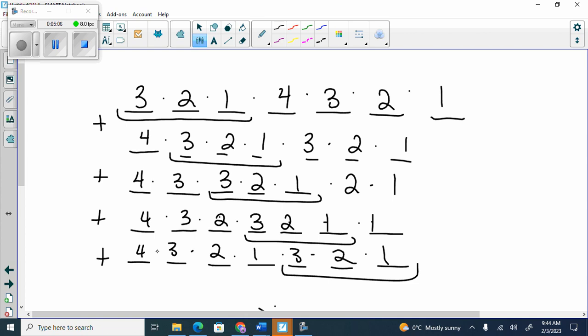Now, if I multiply these, am I going to get different answers for each one? No. It's technically 3 factorial, 4 factorial, is it not? 3, 2, 1, 4, 3, 2, 1. So this is technically 3 factorial, 4 factorial. Well, so is this: 4, 3, 2, 1, 3, 2, 1. 3 factorial, 4 factorial. This would be 4 factorial, 3 factorial. That's all they all are, correct?